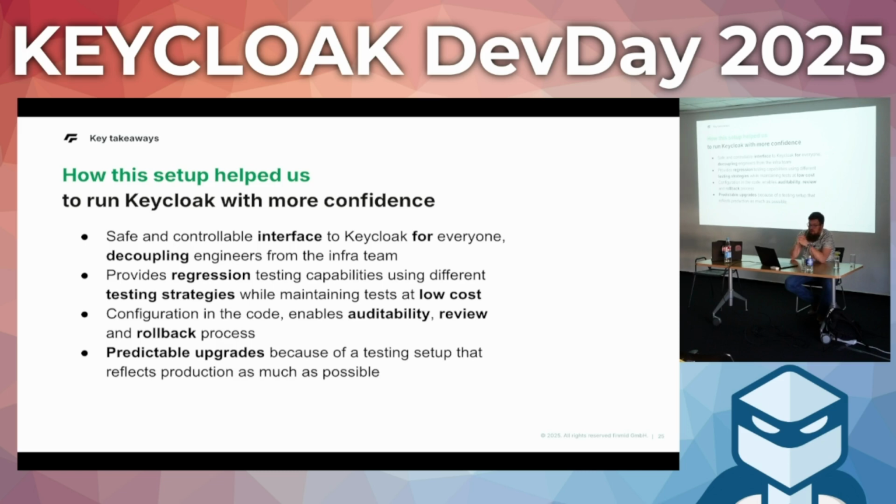We have now very good regression testing capabilities. We have different testing strategies for the UI tests and for integration tests, which are really low cost if you think about the maintenance. Everything is configurable in the code. There's no ops, no click ops in the admin UI. It's very easy and reproducible. You have pull requests for the Terraform module. You have pull requests for test changes and so on. You can audit who has done what and when. You can review the changes.